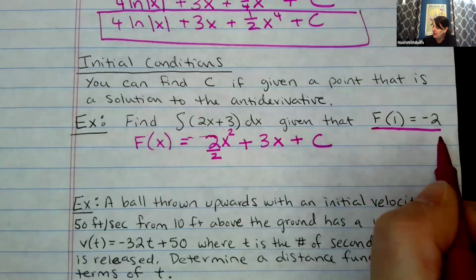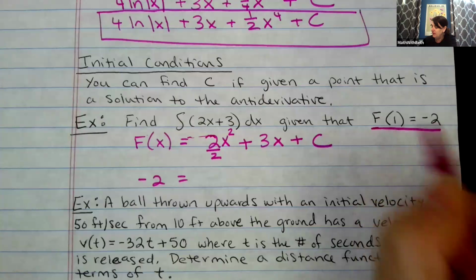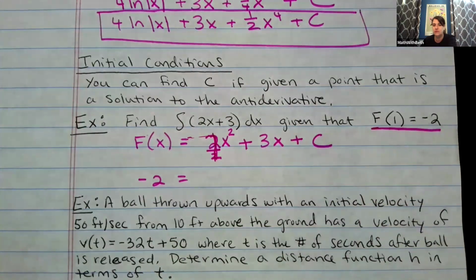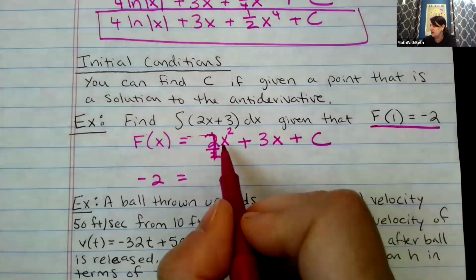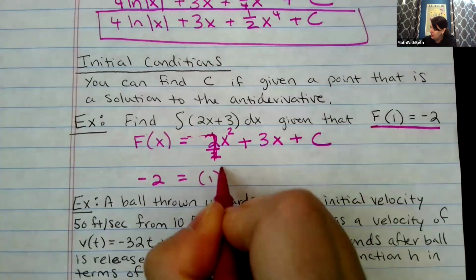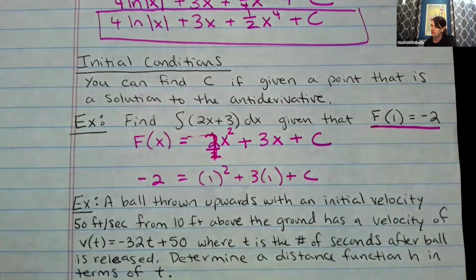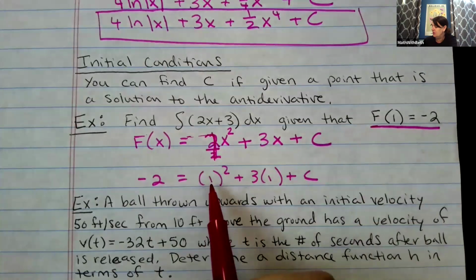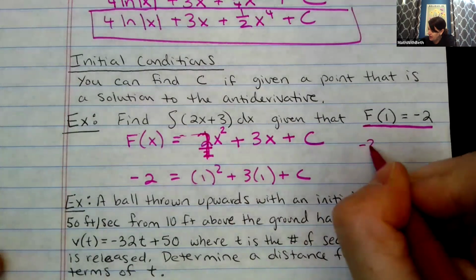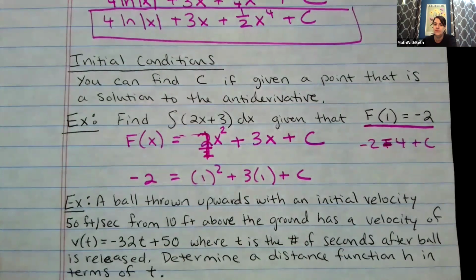So I can plug in -2 for the y and 1 for the x. And again, I could reduce this. The 2 over 2 turns into 1. So I really just have x squared plus 3x plus c. So I'm going to plug in 1 for the x's. What do I end up with? 1 plus 3 is 4. So right now I have 4 plus c equaling -2.